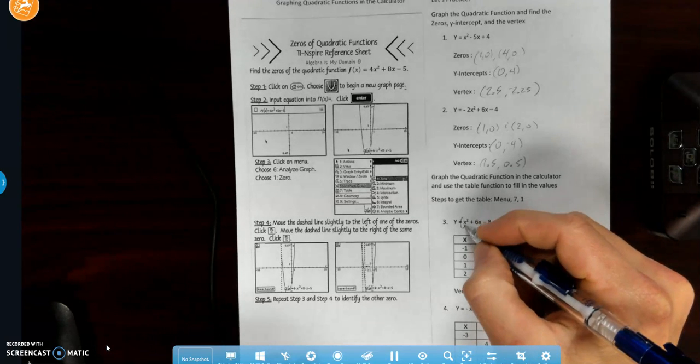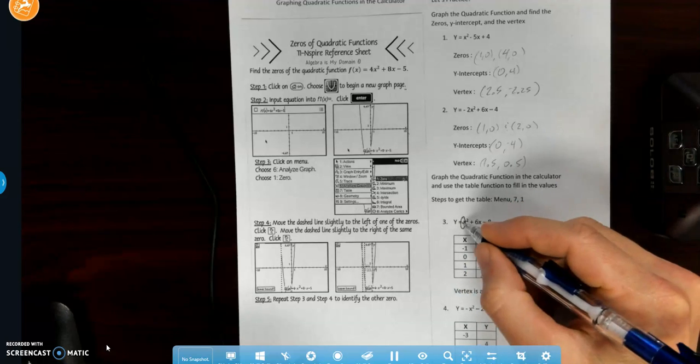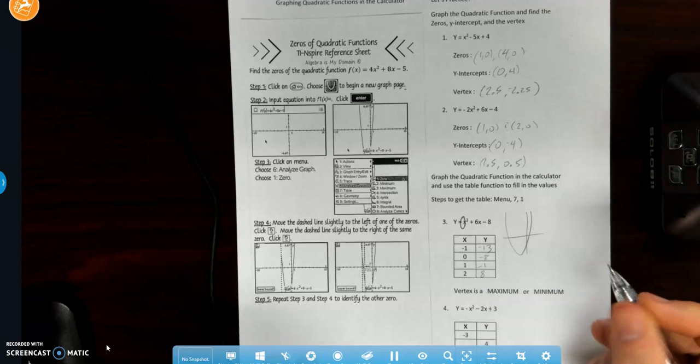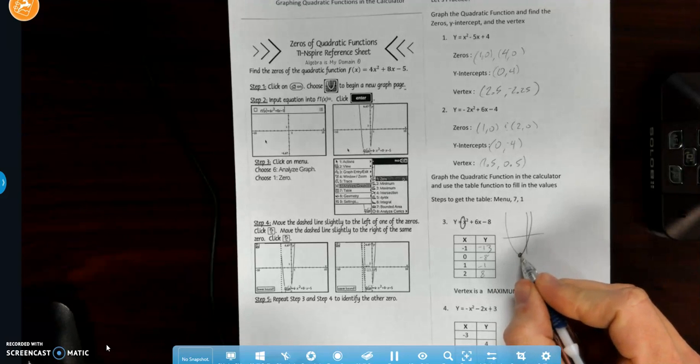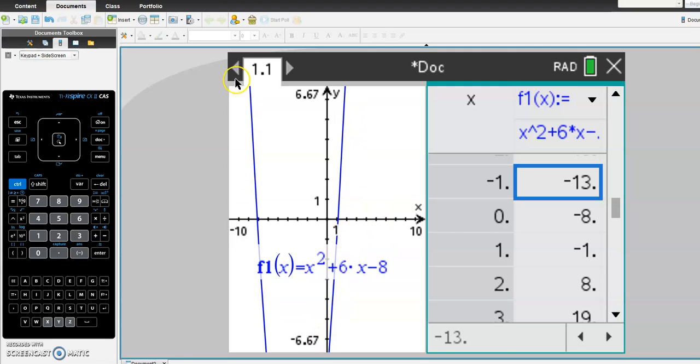All right, it says, is the vertex a maximum or a minimum? Well, let's look at our a value. Okay, yes, I can look at the graph, but I can also look at the a value. It's a positive a value. Therefore, the graph will open upward. So therefore, my vertex has to be a minimum. And if I'm looking at the graph, you can see here that, yes, it is a minimum.